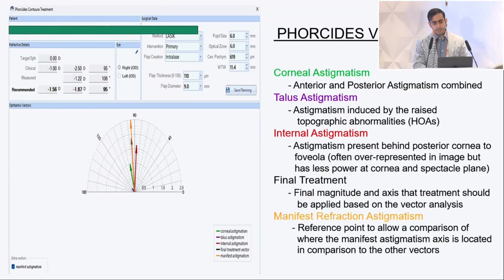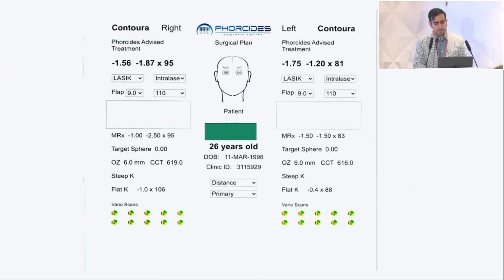The internal astigmatism is shown in the red arrow. The very small arrow at the bottom, which I'm not sure is very clear, in purple, is the talus astigmatism, which is being caused by those secondary elevations. The corneal astigmatism is measured in the green. And then it creates a composite, which is the final treatment, the final magnitude and axis that the treatment should be applied based on the vector analysis.